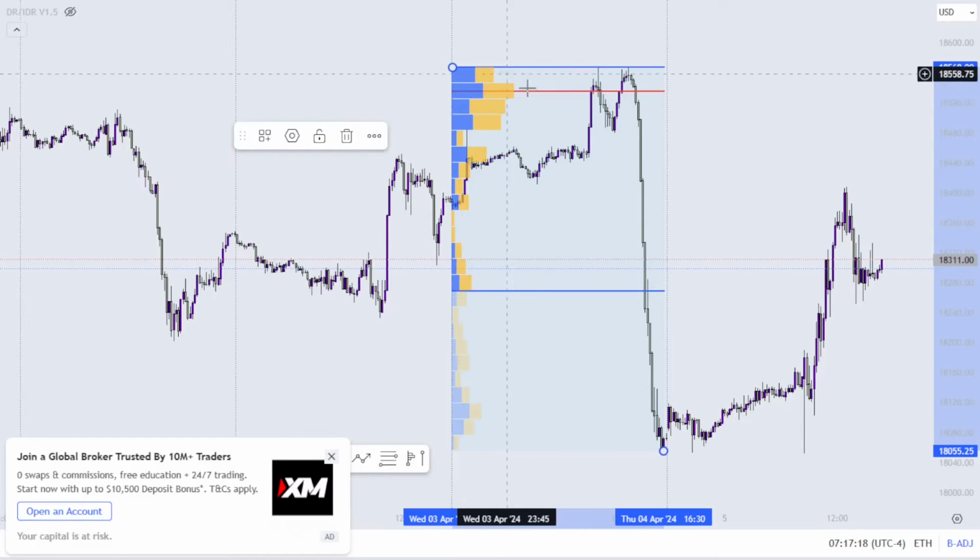Next thing, you have a red line over here. This is called the point of control, which is the point where the most volume had been transacted, which is why you have such a huge bar over here. That is the point of control.